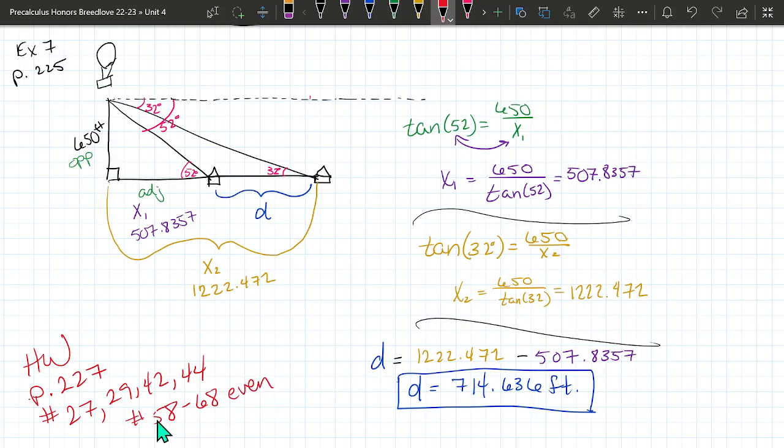So it's just on the same page as the bottom part? Yeah. Okay.